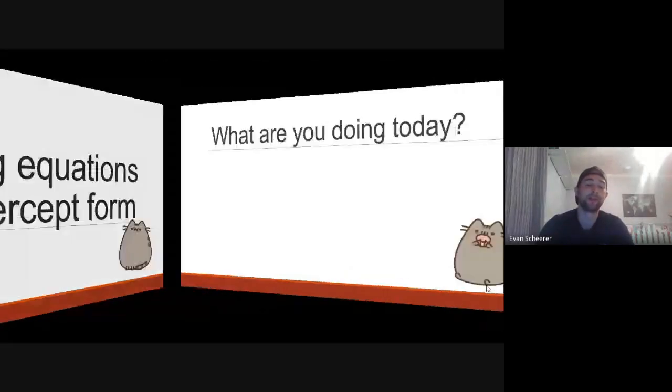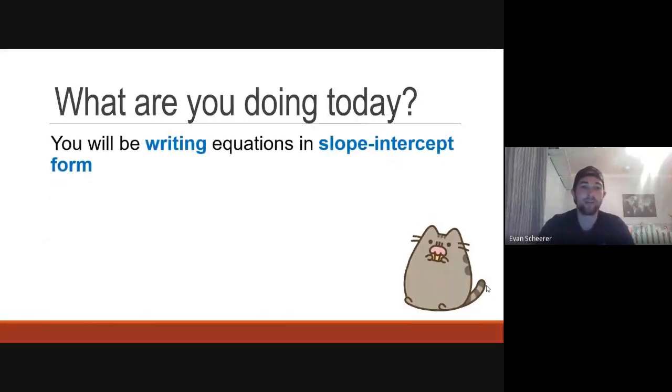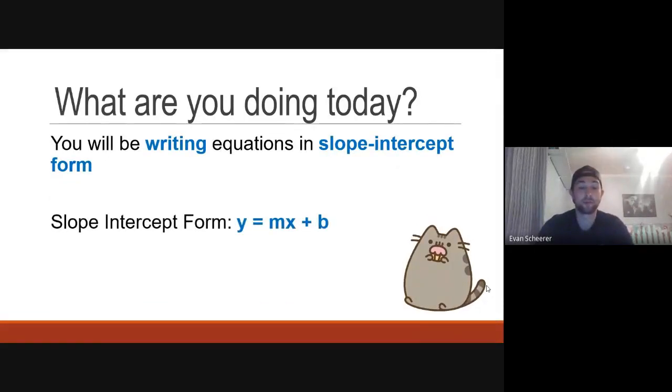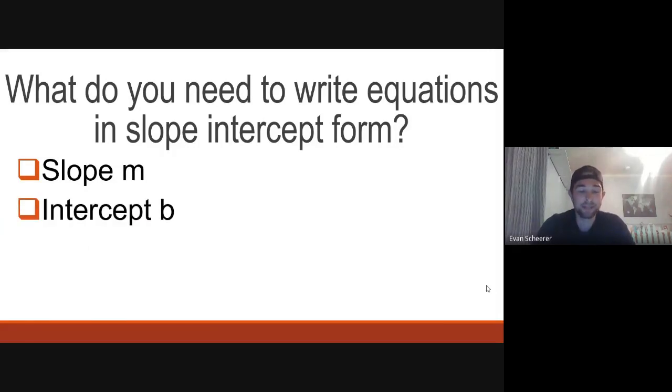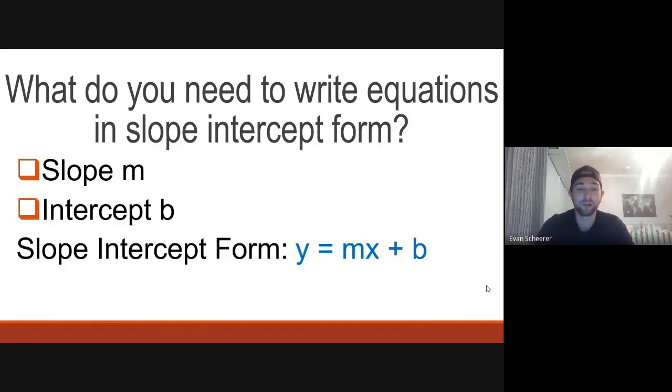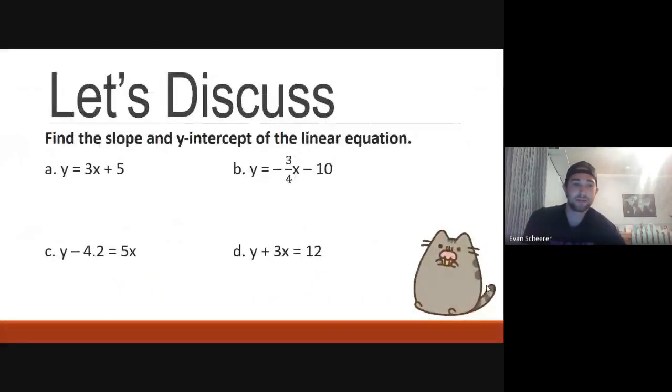So what we're doing today, shockingly, we are writing equations in slope-intercept form. The slope-intercept form, remember, is y equals mx plus b. And what will we need to write in slope-intercept form? We need the slope m, we need the intercept b, and we also need to know the equation, y equals mx plus b. So just kind of a little bit of a review.